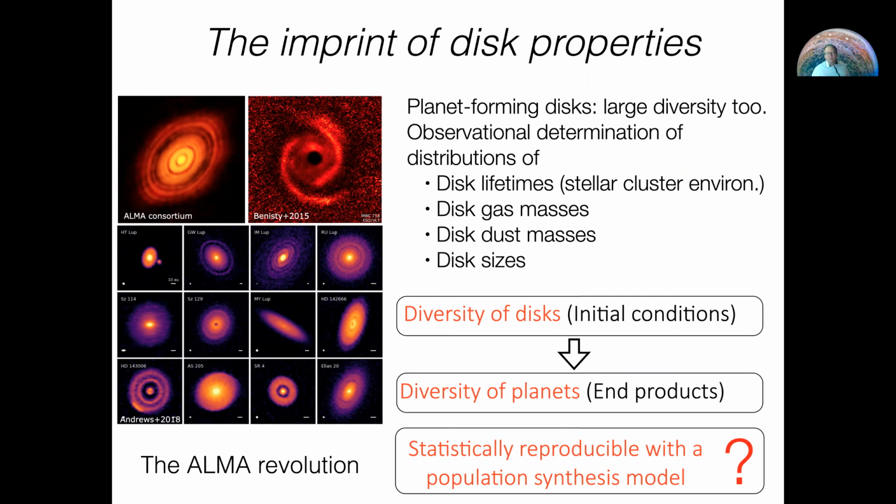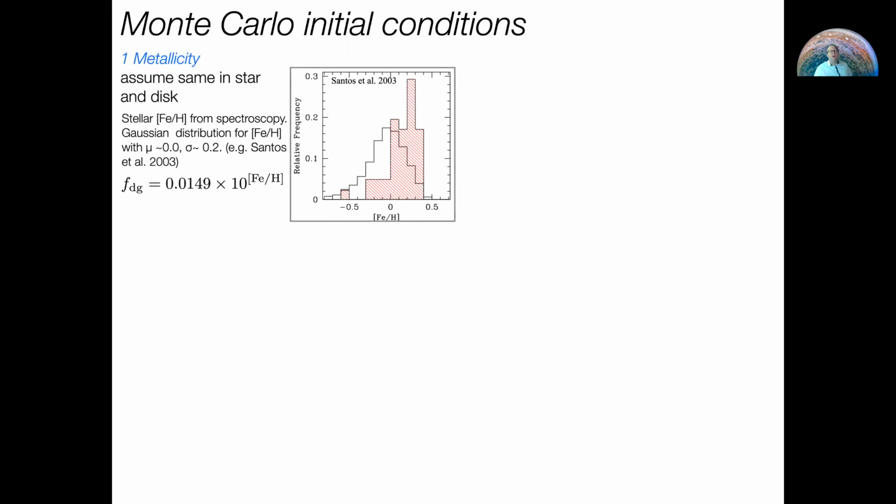And it's always the same formation model, which might or might not be the case. So maybe it could also be a combination of core accretion versus gravitational instability. But this is another question. But this is now the hypothesis. And then we wonder if we can statistically reproduce that with a population synthesis model. And the initial conditions that the population synthesis models are using are typically the same as we saw already in these very initial old models.